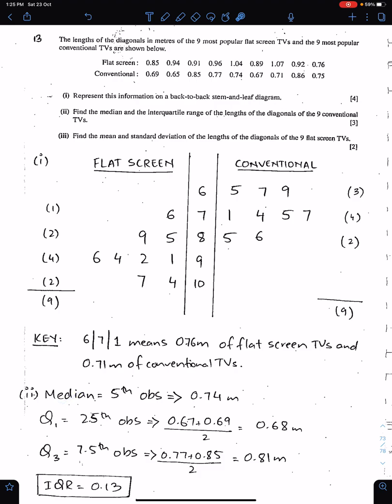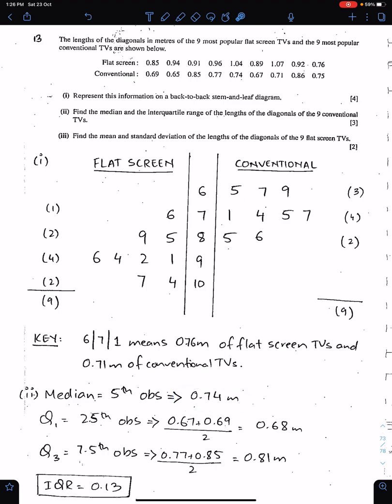Median: it doesn't matter whether the data is even or odd. The formula of median is the (n plus 1) upon 2th observation for both types of data, even and odd. So 9 plus 1 is 10, 10 upon 2 is the 5th observation, which is the median. So median for conventional screen, 1, 2, 3, 4, 5, this is the median, 74. You need to write 0.74.